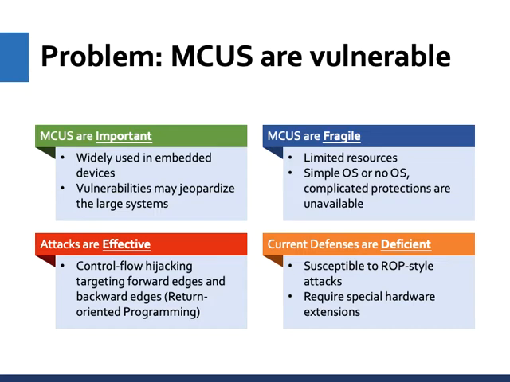There are two major reasons. First, they have limited resources. Second, they have either a simple OS or no OS at all, which means complicated protections like those on desktop systems are unavailable on MCUs. On the other hand, attacks are very effective. Control flow hijacking attacks targeting forward edges and backward edges are a huge threat. Unfortunately, current defenses are either susceptible to the second type of attacks or require special hardware extensions.